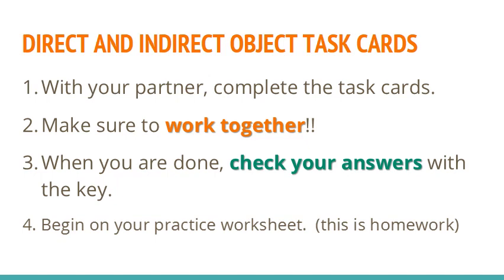Now we're going to practice finding direct and indirect objects with task cards. For this activity, you're going to need a partner. With your partner, carefully read each sentence to determine the subject, the verb, the direct object, and if there's an indirect object, what that is.